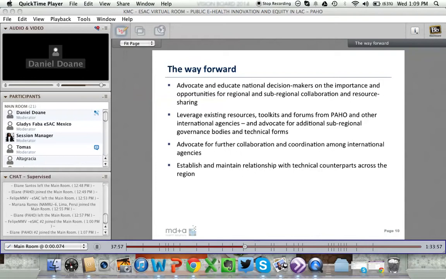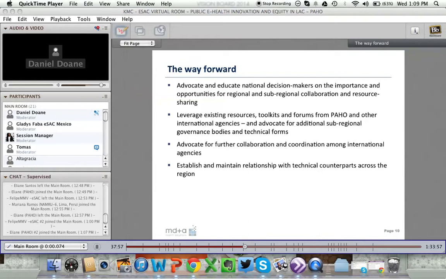Again, there are lots of resources out there already and forums exactly like this one, which I think are very, very important, and to leverage and use those as much as possible to develop communication groups, develop relationships in the region, and then to use these forums to advocate for stronger collaborative bodies and governance forums and technical groups.